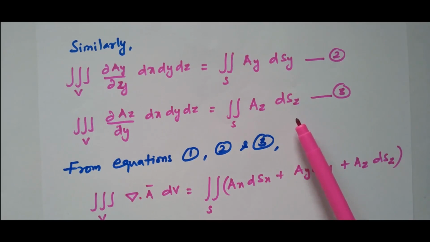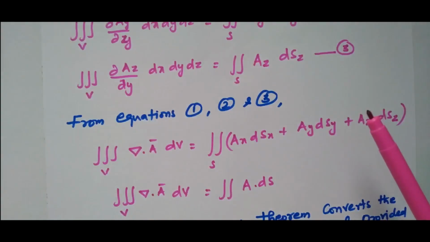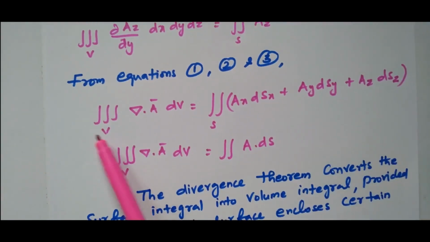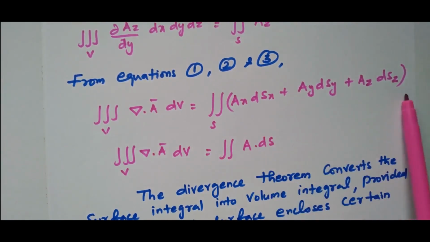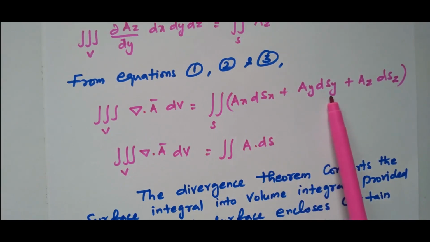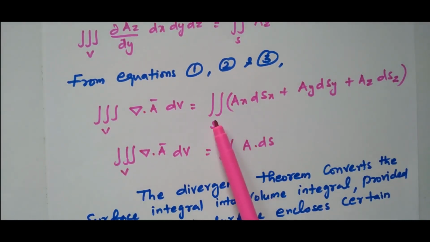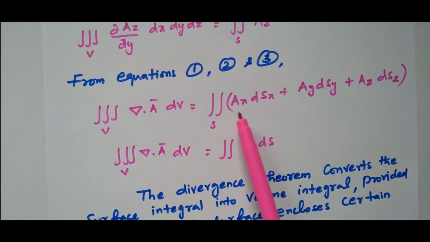Now we got all three, Ax, Ay, Az, from equations 1, 2 and 3, right? So from all these three equations, the triple integral of ∇·A dv equals the sum Ax dSx plus Ay dSy plus Az dSz, right? We can now see this triple integral is equivalent to this double integral, the surface integral, right? So the entire thing can be written as A·dS.